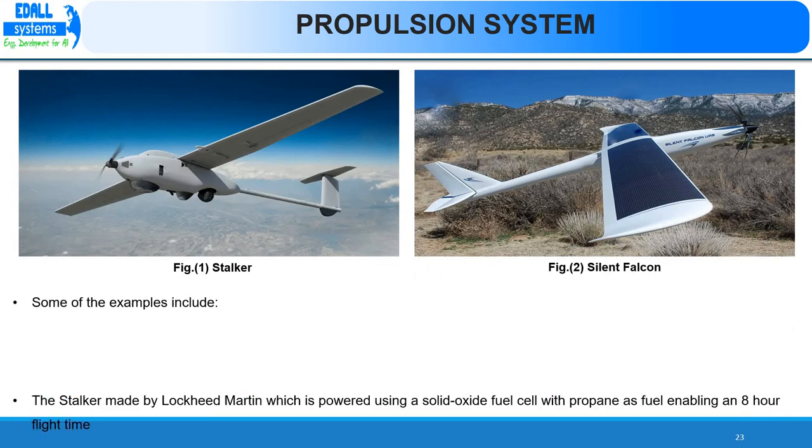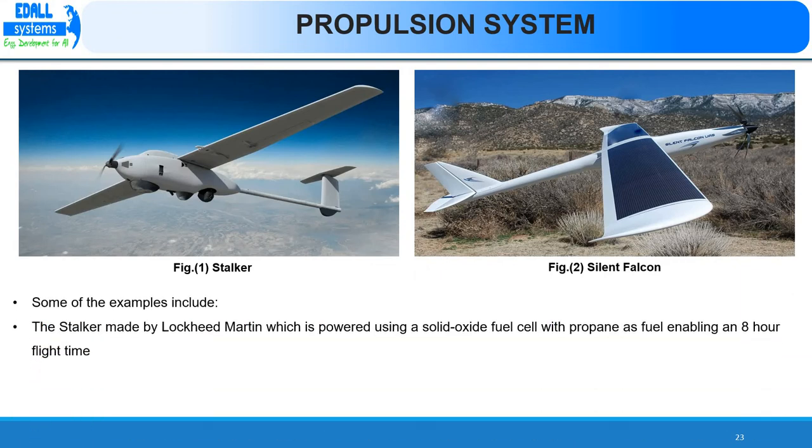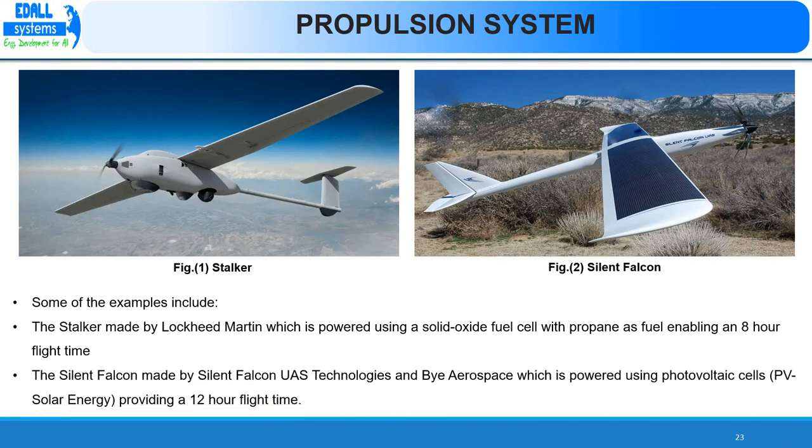The examples are the Stalker made by Lockheed Martin, which is powered using solid oxide fuel cell with propane, which enables the drone to fly for 8 hours. The Silent Falcon made by Silent Falcon UAS Technologies is powered using photovoltaic cells, which provides 12 hours flight time.